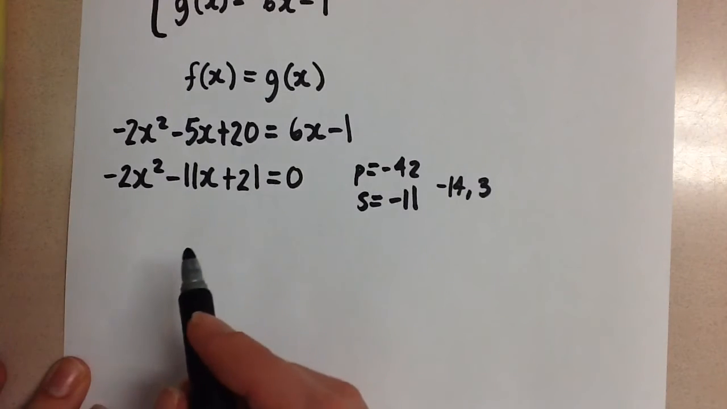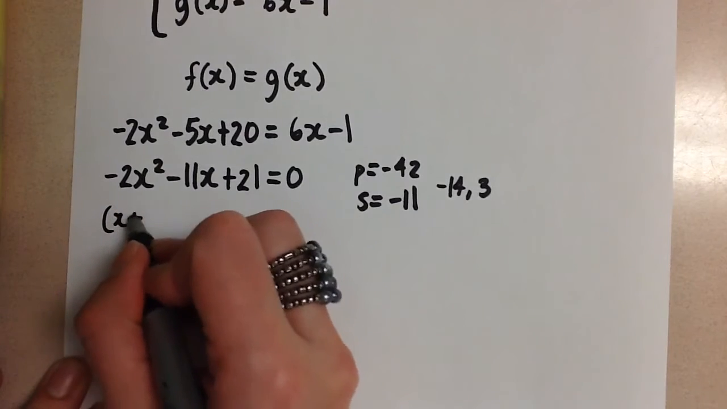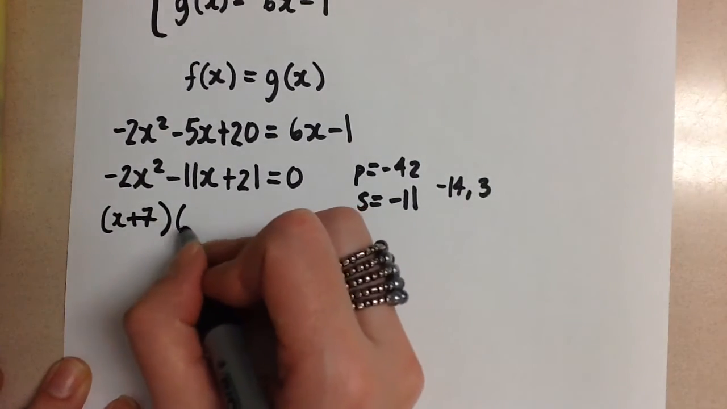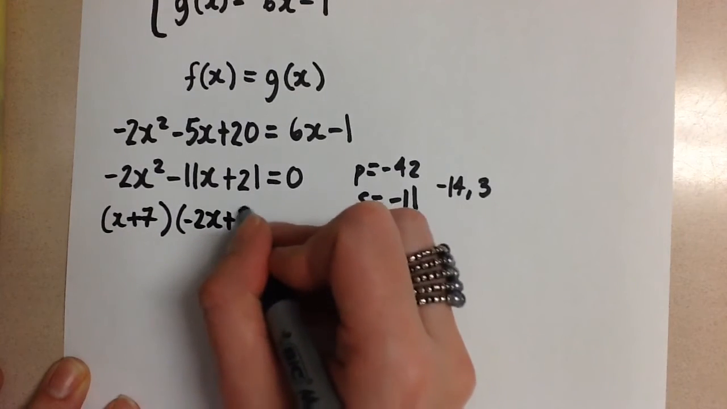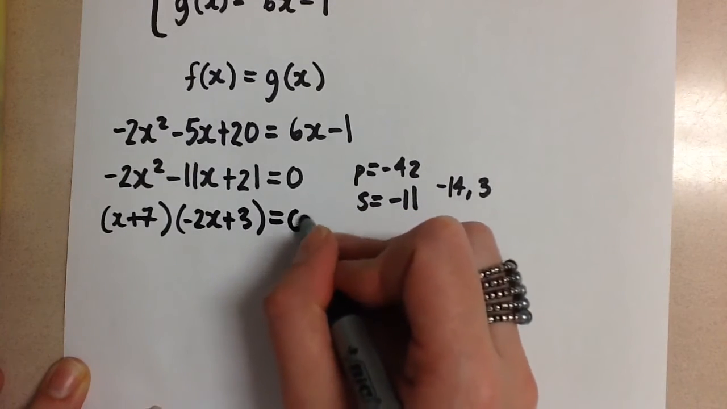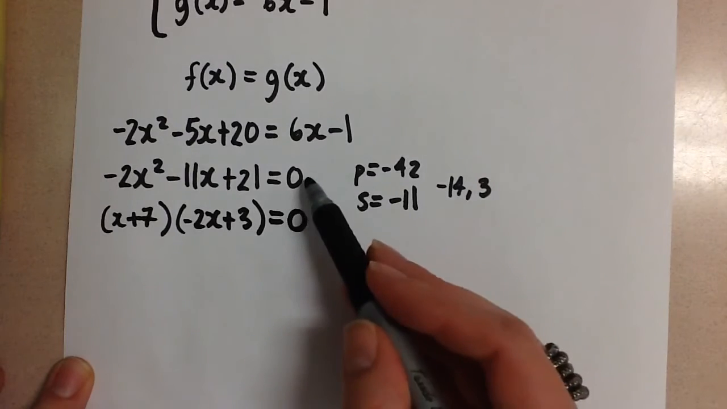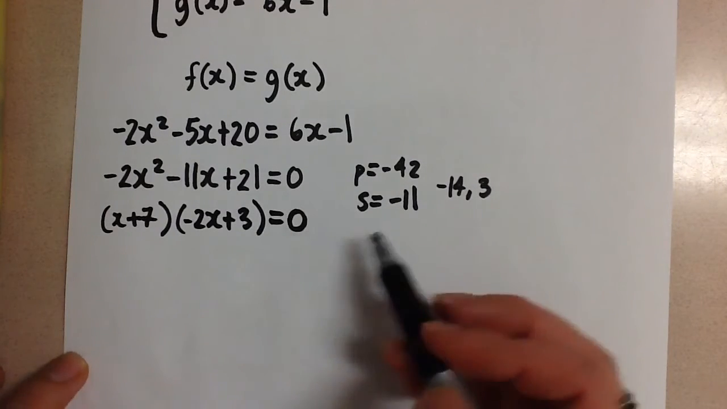And when you use decomposition to do that, we're going to end up with the factors of x plus 7 and negative 2x plus 3. Now if you want to see factoring by decomposition, go to one of my other videos and see the steps on how we get from the standard form to this factored form using the decomposition.